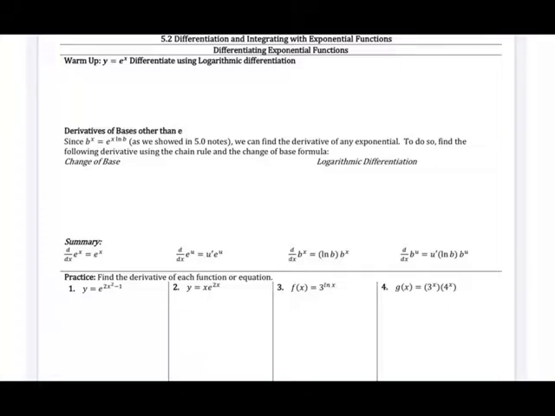In 5.2, we're going to focus on the exponential aspect. We focused on the natural log aspect in 5.1. Now we're going to focus on how do we actually integrate exponential functions, e to the x, 2 to the x. How do we integrate with that?